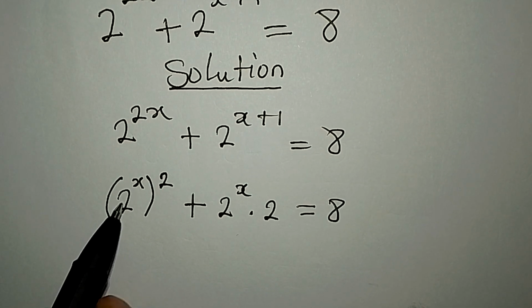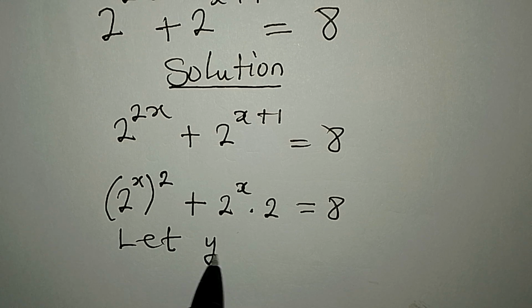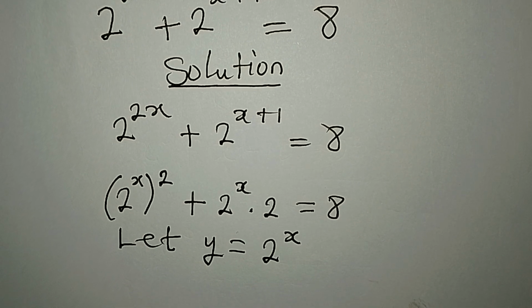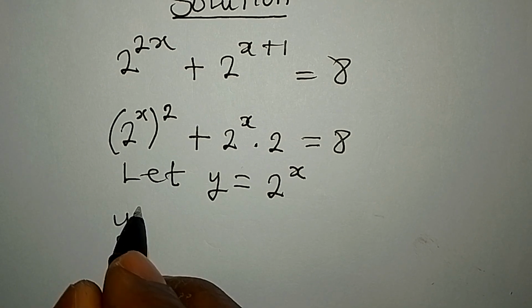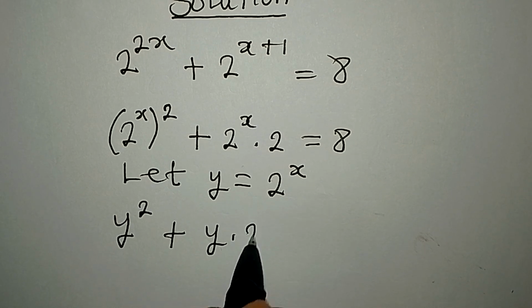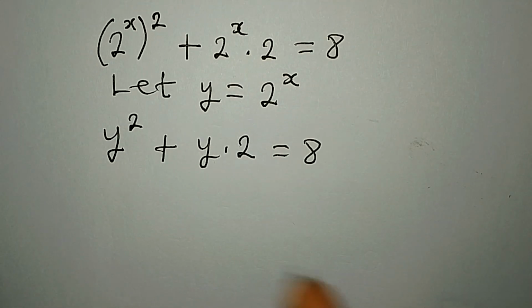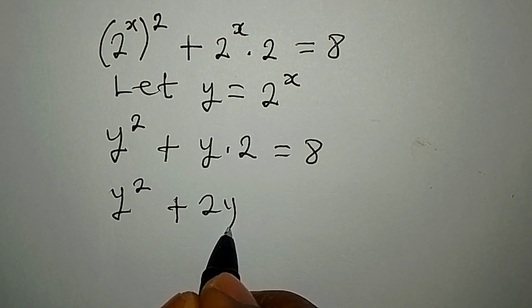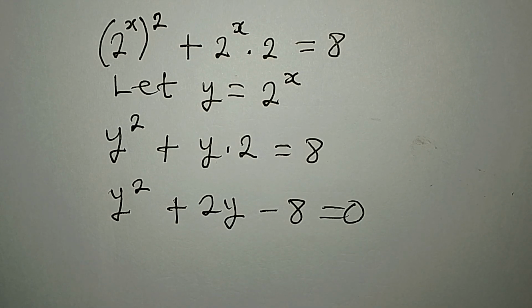Now we have 2 to the power of x in two places, so let y be equal to 2 to the power of x. In place of 2 to the power of x, I will write y. So we have y squared plus y times 2 equal to 8. And this now means we have y squared plus 2y minus 8 equals 0.